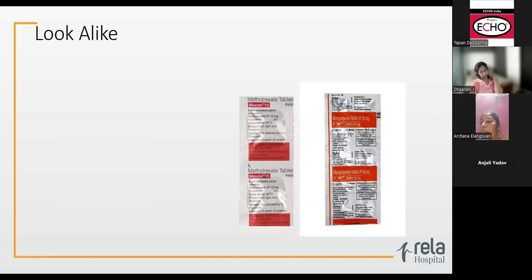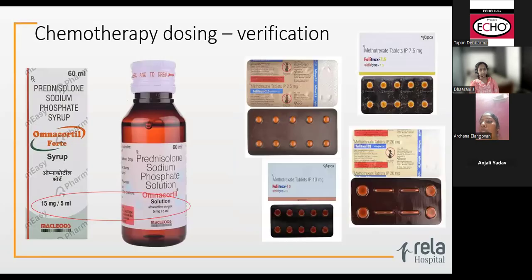Methotrexate and 6-MP are totally different medications. These are lookalike medications. Chemotherapy dosing verification: Omnacortil Forte is different from Omnacortil. These are different drugs of the same name.